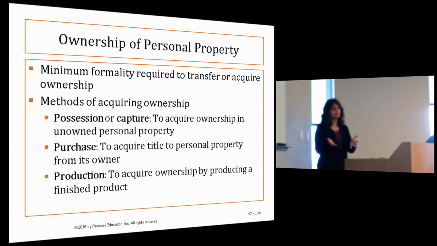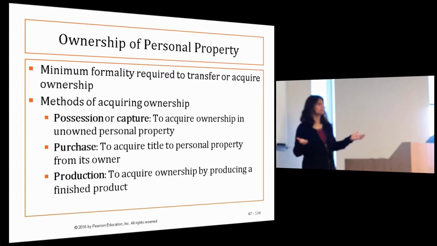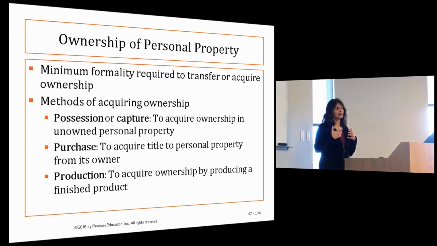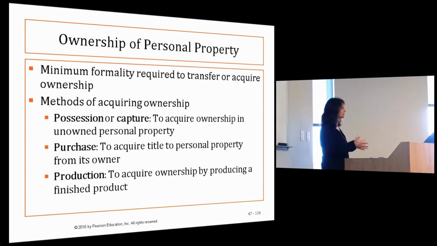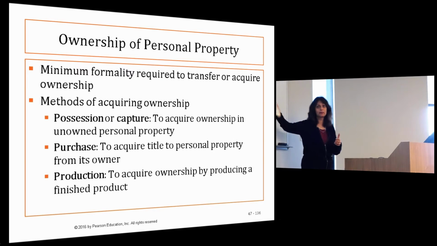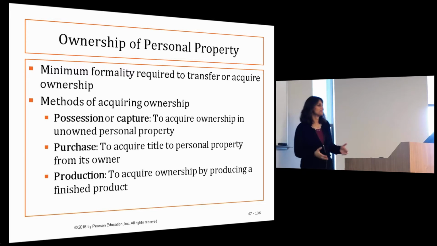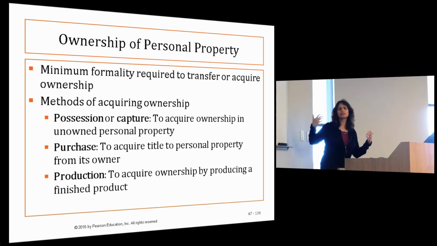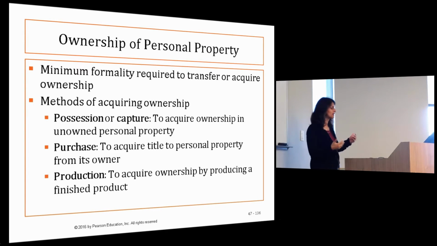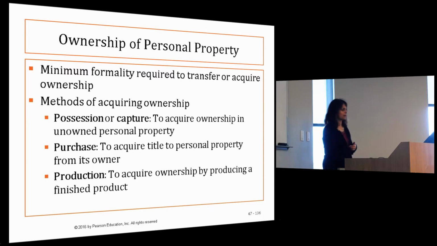I said furniture earlier, it is possible that I could be quite handy. I might actually be going to Home Depot and buying lumber and making my own bookcase, right? So I have basically acquired title to personal property by producing it myself. I took raw materials, me, can you imagine, and built a whole piece of furniture. We always think about acquisition as being through purchase, but there are other means of getting legal title or legal ownership of personal property.